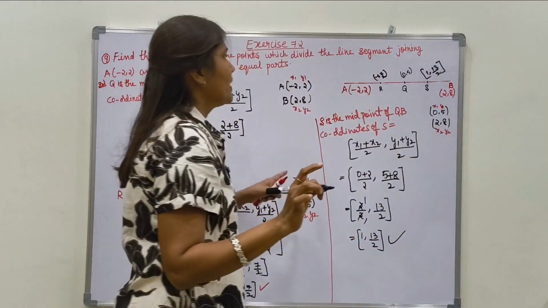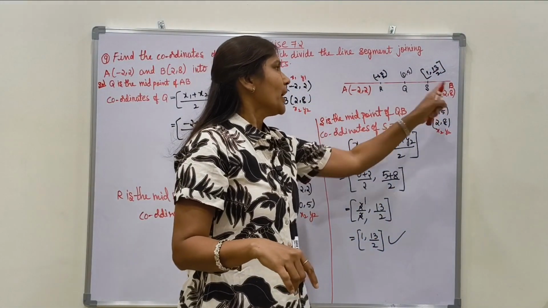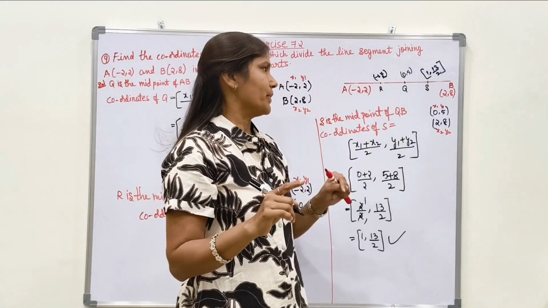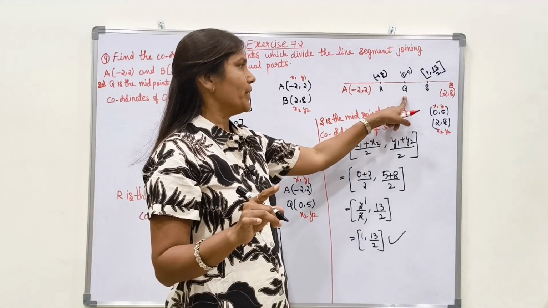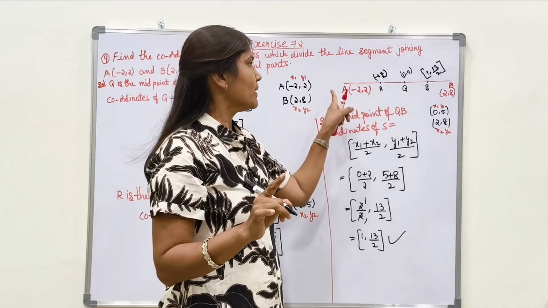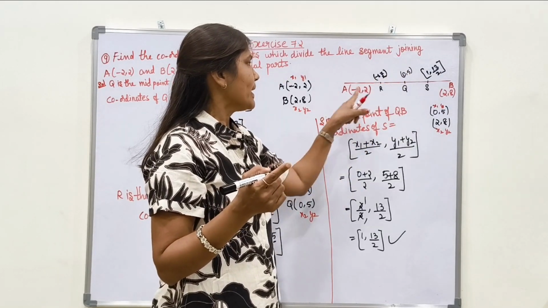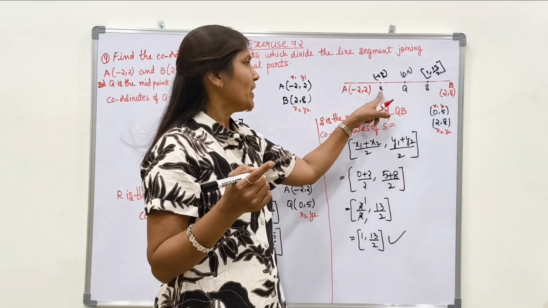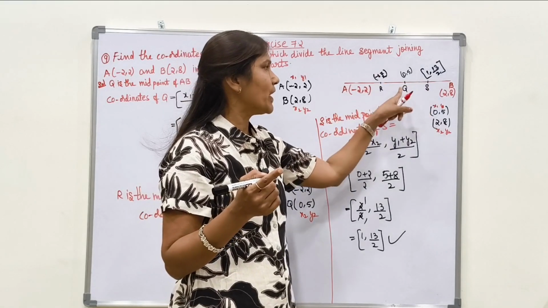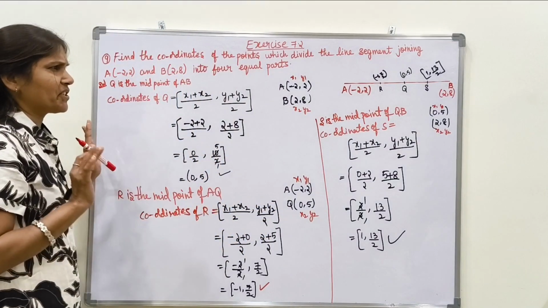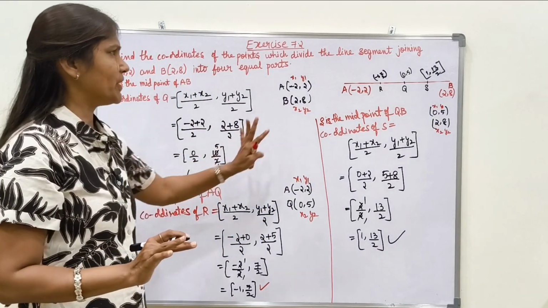So don't confuse. See here, AB coordinates are given and this is divided into 4 parts. So Q, R, S make 4 parts. So first you find Q. Finding Q means this is the midpoint of AB. Next you will get this answer. Next R is the midpoint of AQ. Next you will get this answer. Then S is the midpoint of QB, and you will get the answer. Not a hard question, a very easy question, but you have to think a little bit and do it.